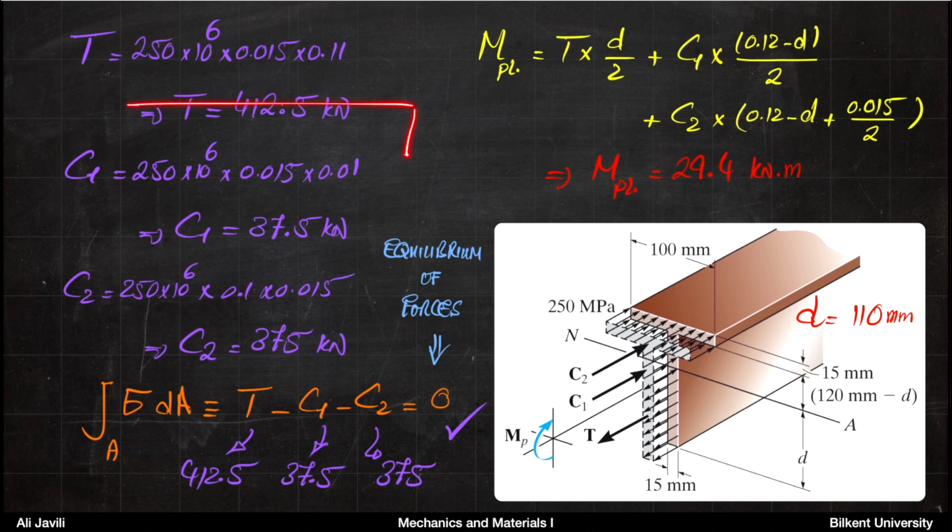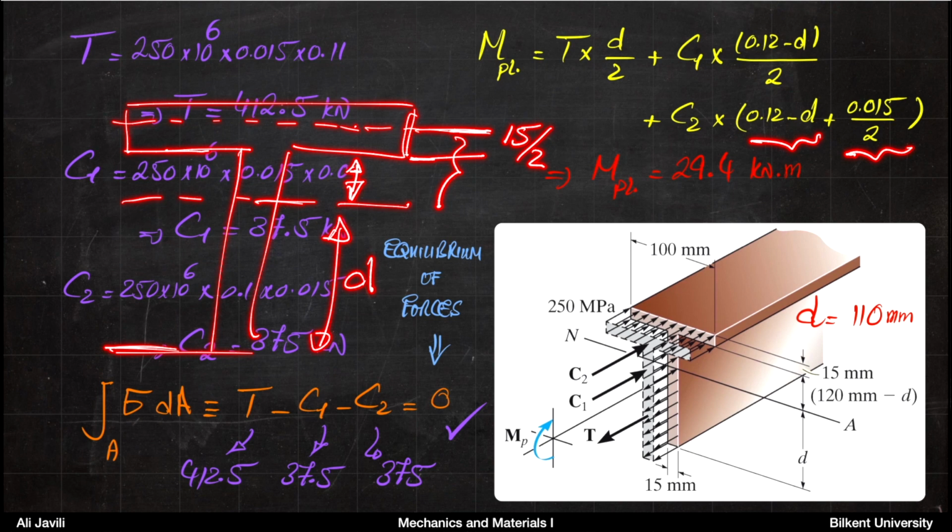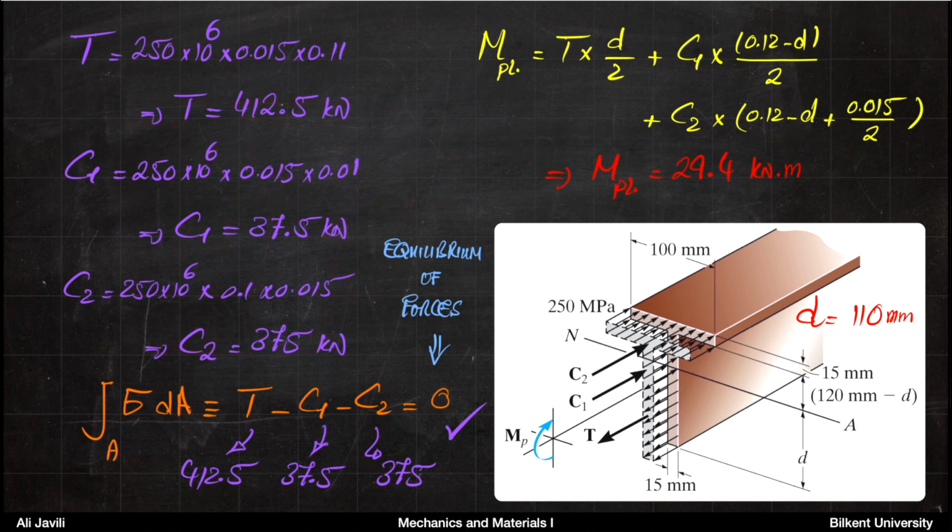And then again, I just mentioned this again, if you think of the T, and if this is the neutral axis here at the distance d, you can imagine that the distance that you are looking for here is half of 15 millimeters plus, in this case, 10, which is 120 minus d. Okay, so you can recognize these numbers here. All right, so this is your maximum plastic moment that you can have on this cross section.